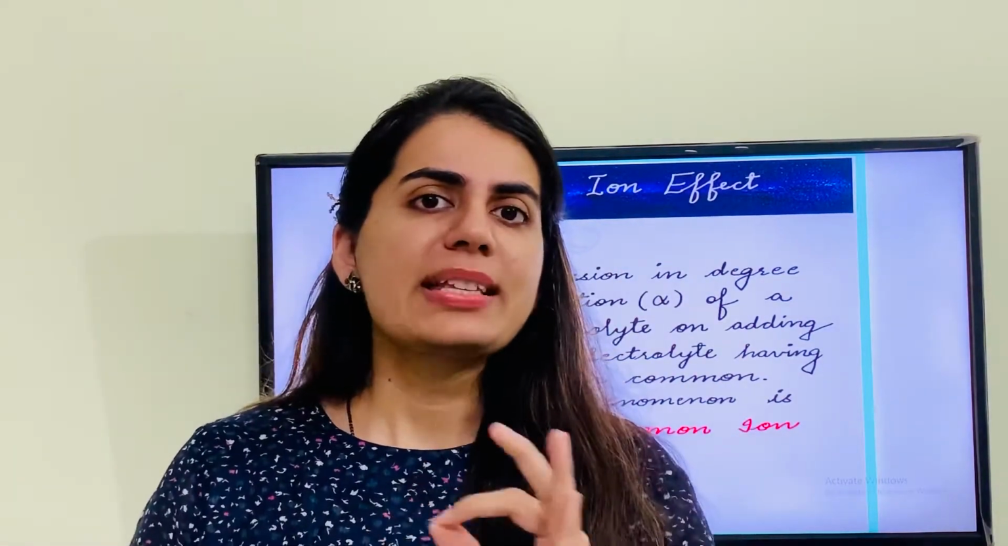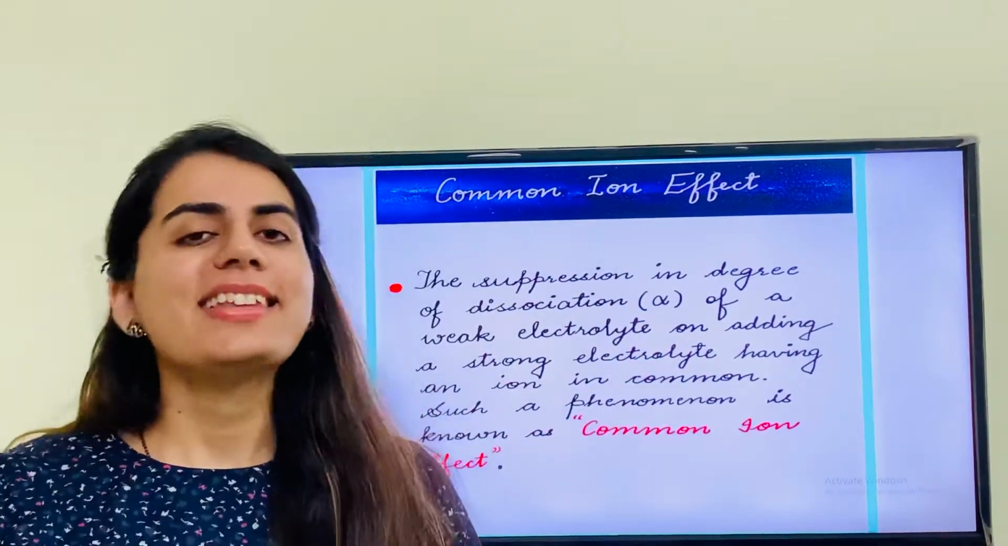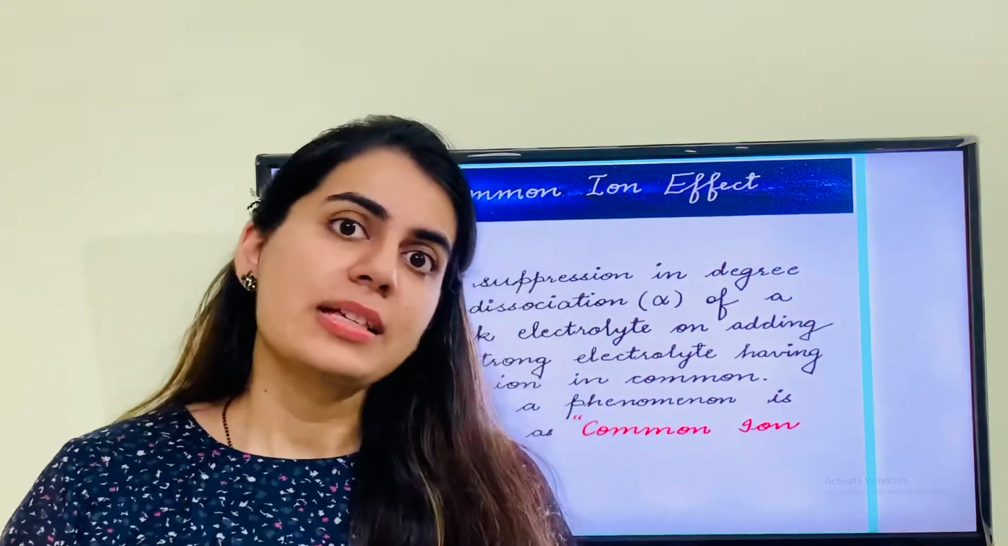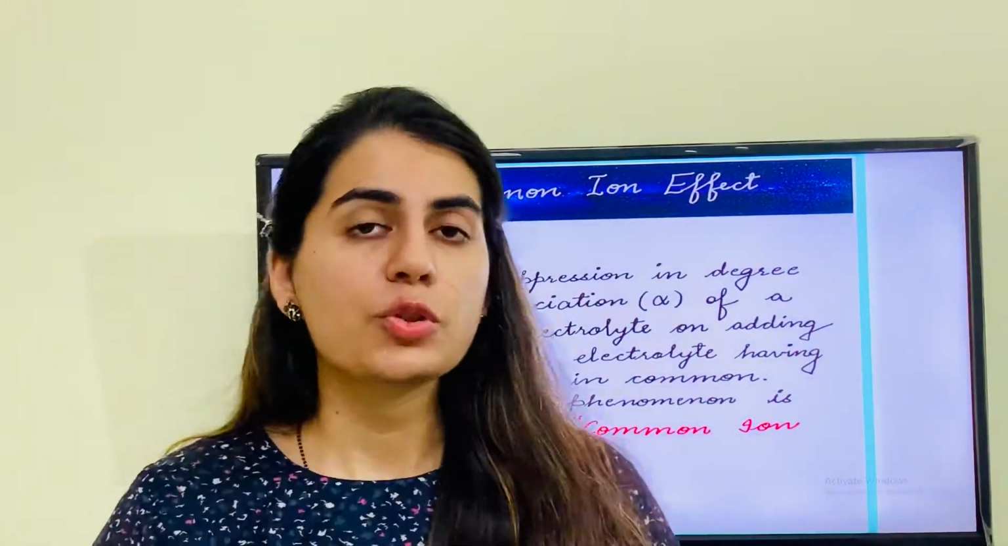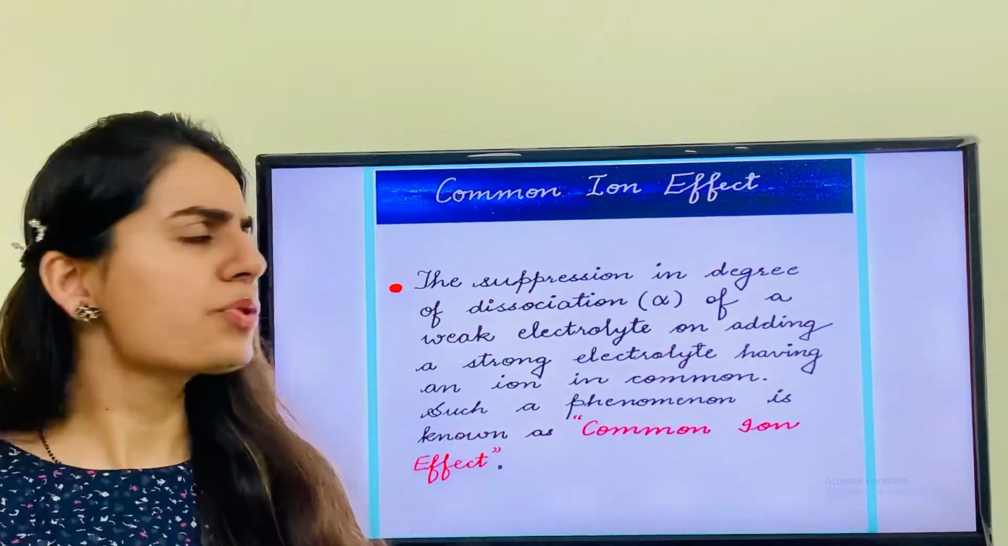So the common ion effect, if I simply say the definition that you need to write: in a weak electrolyte, if you add a small quantity of strong electrolyte such that the two have a common ion, then the degree of dissociation, which we call alpha, becomes even lower, or is suppressed, for the weak electrolyte. That is the common ion effect. Now let's understand this through a few suitable examples.